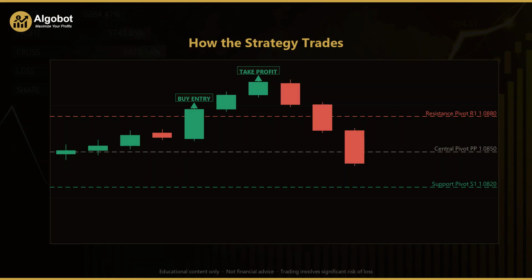Price turns down from the highs, slips back through the central pivot at 1.0850, and starts heading toward the support pivot at 1.0820. As it nears support, we get a small bullish candle, a brief bounce higher. Just like before, this is the bar that the next candle must engulf. Only this time we are looking for the bearish version. The very next candle opens above the prior close, then sells off sharply, its body swallowing the small bounce, and it closes cleanly below the support pivot.